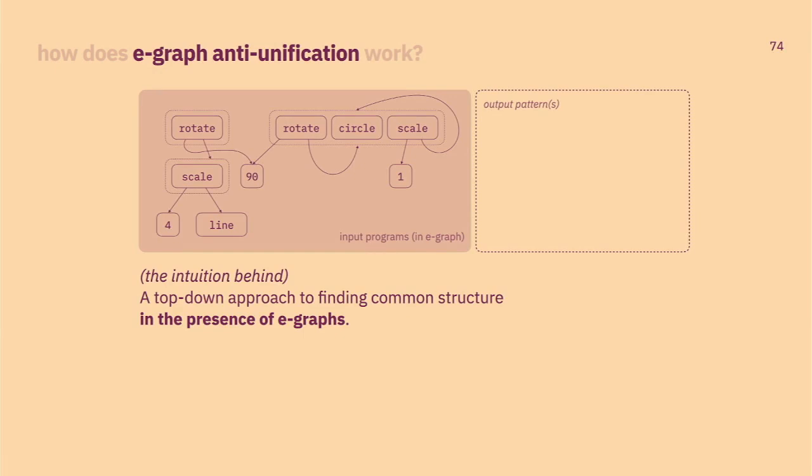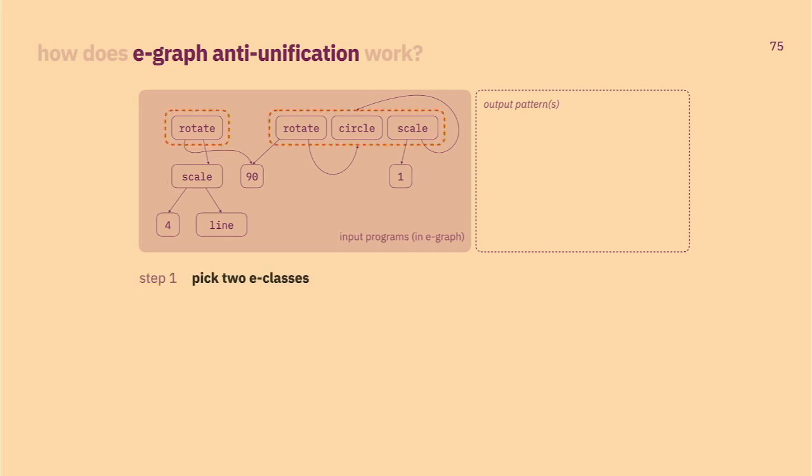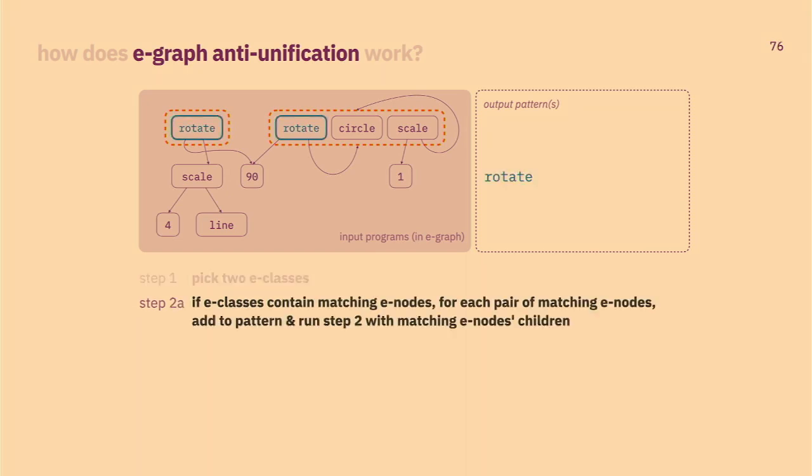So we did just that and made an algorithm that adapts anti-unification to work in the presence of E-graphs. I'll quickly run through this example to give you a feel for how this works. Basically, the first step is picking two E-classes in the E-graph since we need somewhere to start. From here, the steps we follow are pretty similar to regular term anti-unification. If the two E-classes selected contain matching E-nodes, which they do, we run step 2 again with the matching E-nodes' children. In this case, they both contain a rotate, so we add rotate to our pattern. Now, if two E-classes contain multiple matching E-nodes, we might end up with multiple output patterns since we have to run this step on each of those pairs. But for this example, it works out that we only have one output pattern.